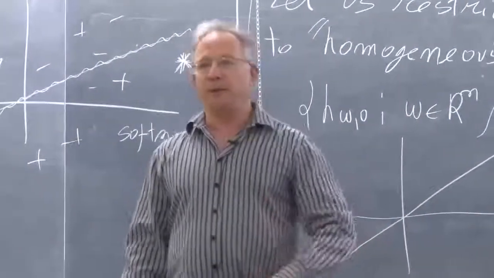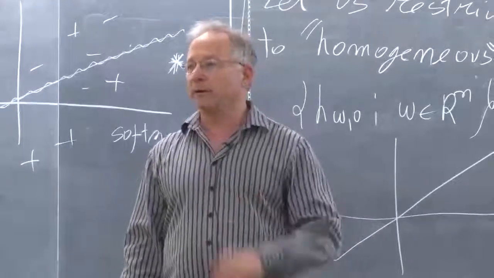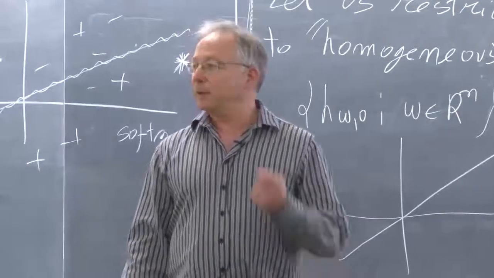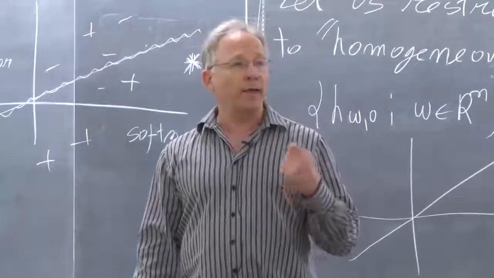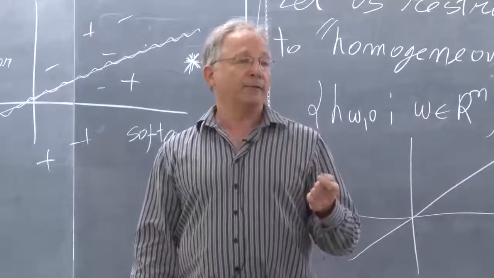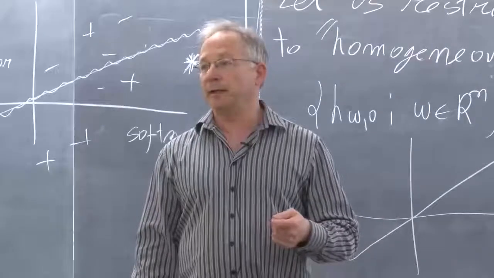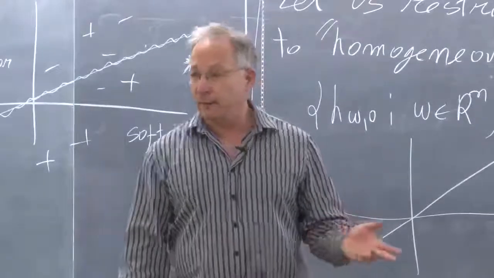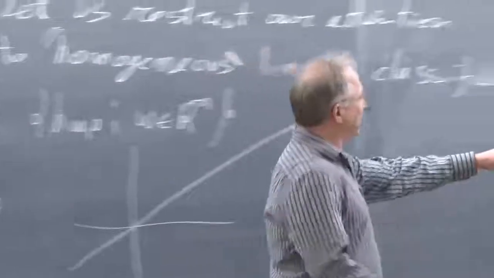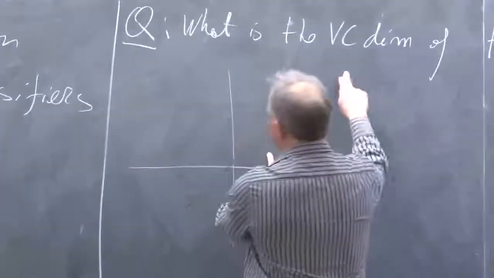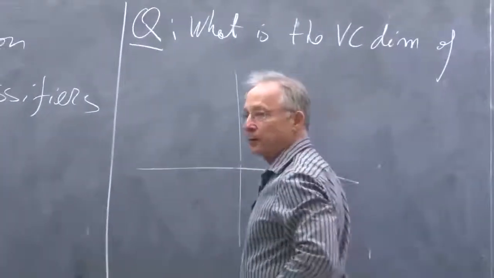Let's do it bit by bit. Can you shatter 1 point? What does it mean to shatter 1 point? I have to show you one classifier that classifies this point as plus, and another classifier that classifies this point as minus. Can we do this? Of course we can. I'll pick 1 point here. I'll take one classifier that goes above it, and another classifier that goes below it.